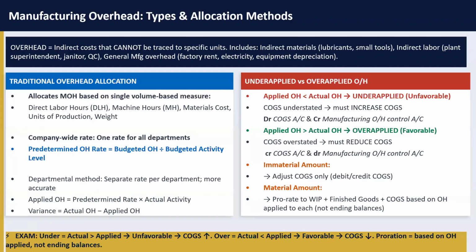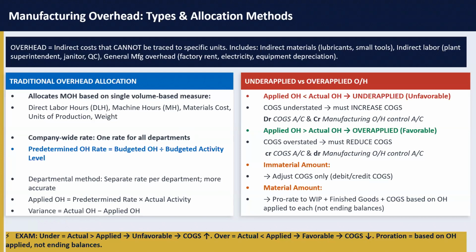Okay. But what to do? We will get our bills only at the month end. So that is why we will estimate our overheads. What could be the maximum possible overhead that I am going to incur? I will estimate it. This estimated overhead, I will be allocating to the products, and I will price the products and sell them to the customers.